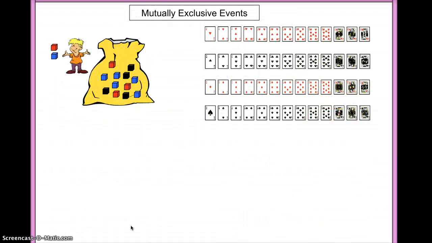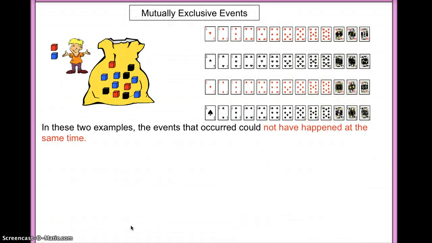For a mutually exclusive event, you can tell it's mutually exclusive when the events that occurred could not have happened at the same time. The ace is not going to be a king. You won't have a card that is both king and ace. It will just be a king, or it will just be an ace. On the other hand, for the cube, it can only be just blue or just red. There's no blue-red or black-blue cube. So that's what you call mutually exclusive.